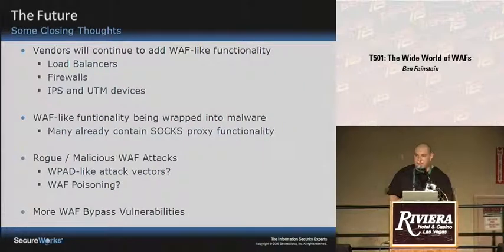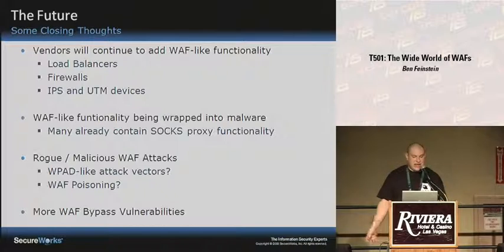So some closing thoughts on the future of web app firewalls and these kind of things. So vendors are going to increasingly add WAF-like functionality to their products. You got high-end load balancers, firewalls, IPSs, UTM devices. They're all adding web protection kind of functionality. I could even see WAF-like functionality being wrapped into malware. I mean, a lot of these malware Trojans already have SOCKS proxy functionality in it. So basically, the attackers can proxy their traffic through your compromised host. So potentially they could add some sort of web app proxying functionality there.